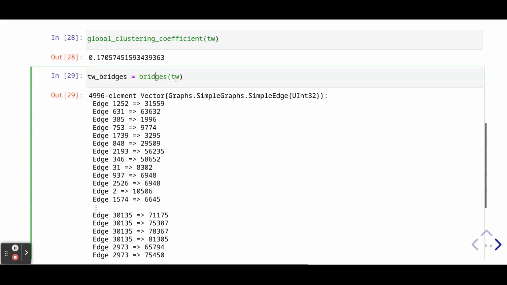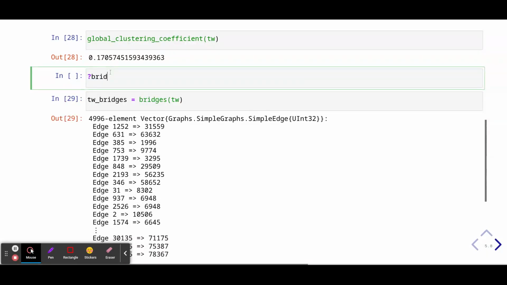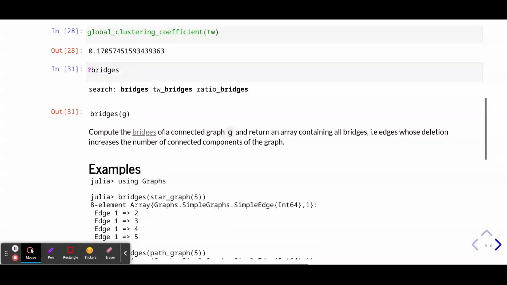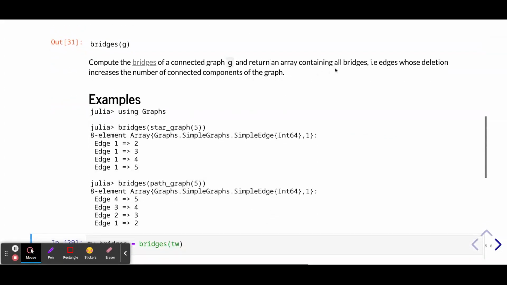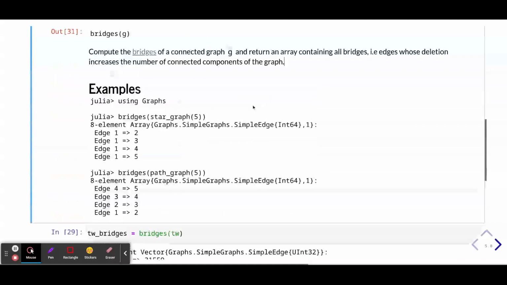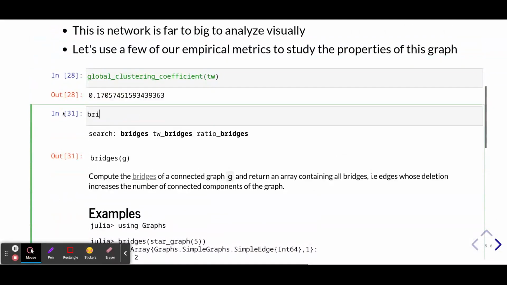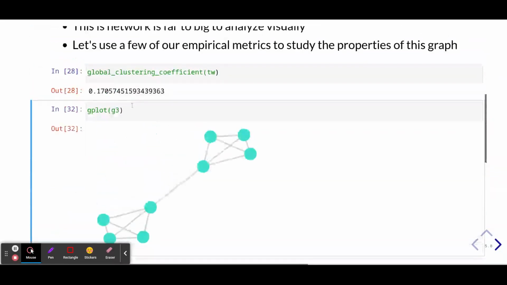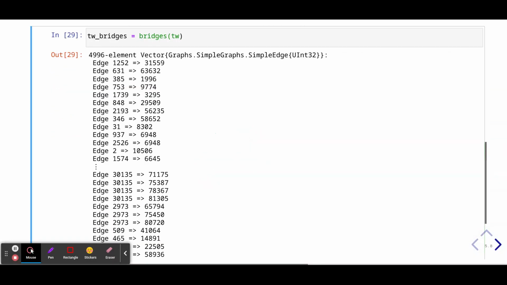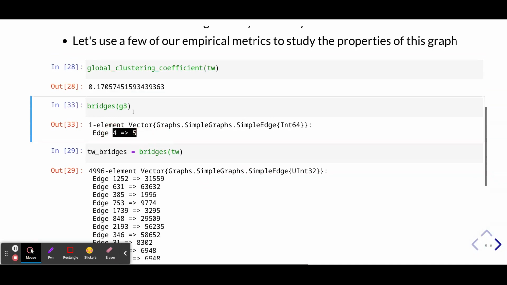I used the built-in bridges function from the Graphs.jl package. If we look at what that function does, it computes the bridges of a connected graph and returns an array containing all of them. Let's take a look at what this function does. Let's do the bridges of G3, here's our dumbbell or barbell graph. It tells us that we have a bridge between the fourth and fifth node. Great, we do.